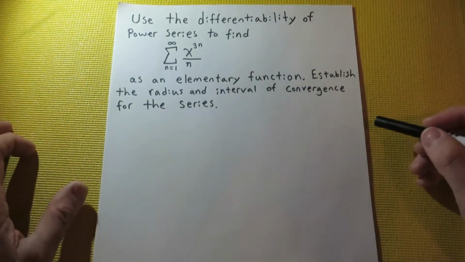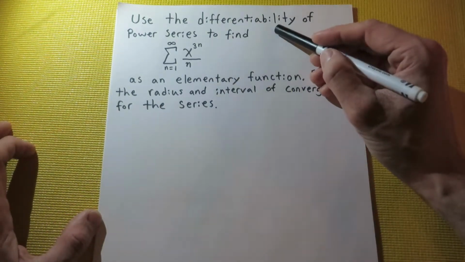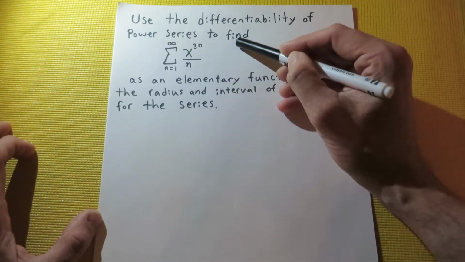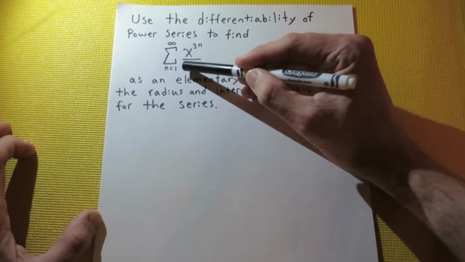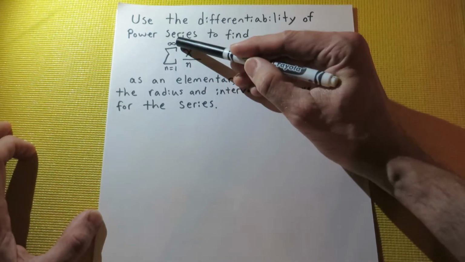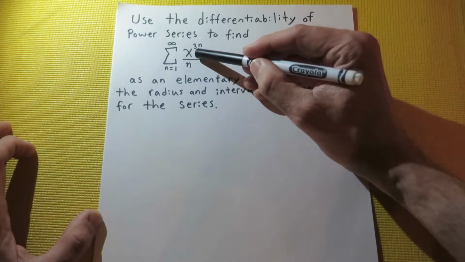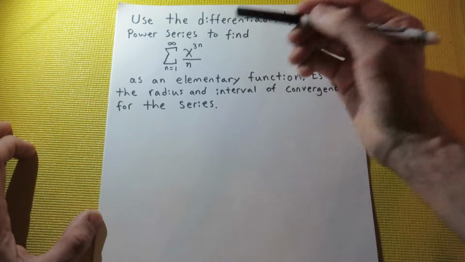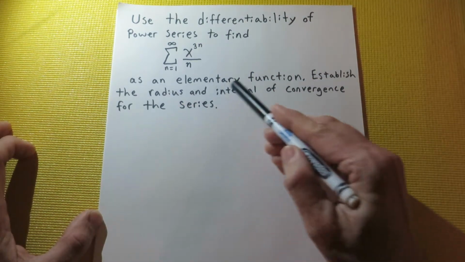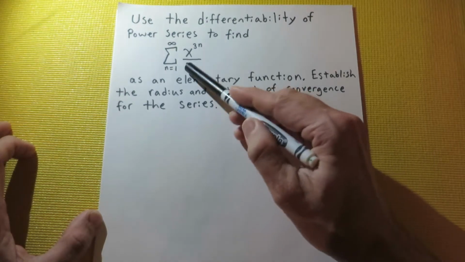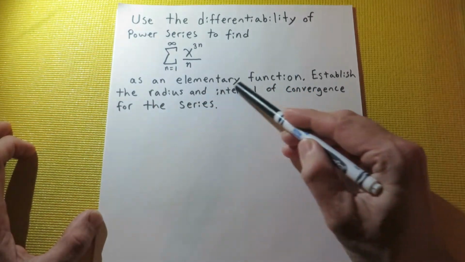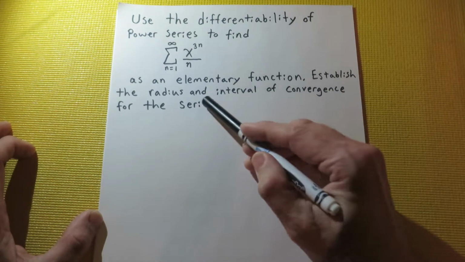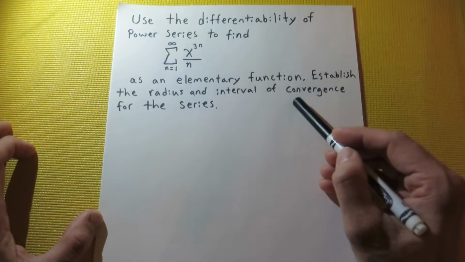This question asks us to use the differentiability of the power series to find the sum from n equals 1 to infinity of x to the 3n over n as an elementary function. So we're going to find this series as defined as an elementary function and establish the radius and interval of convergence for the series.